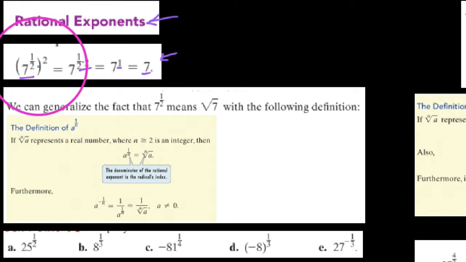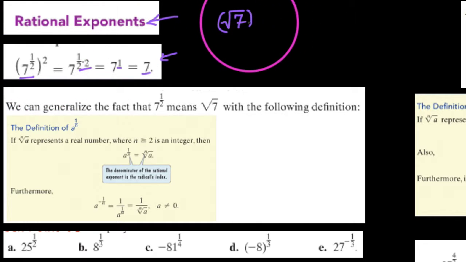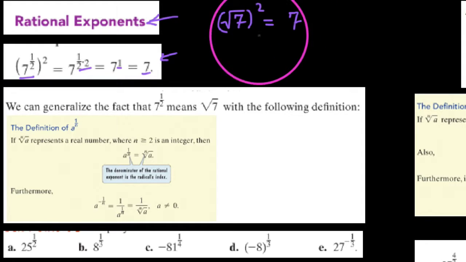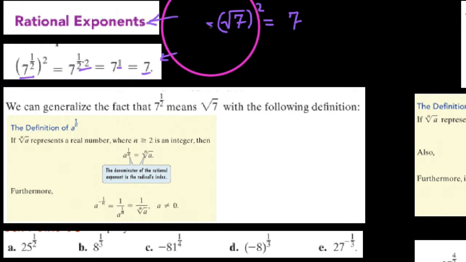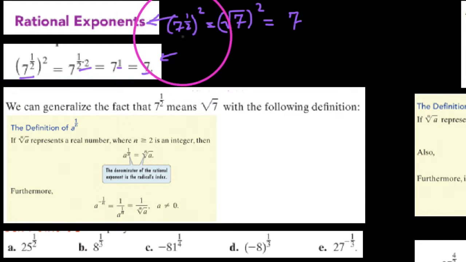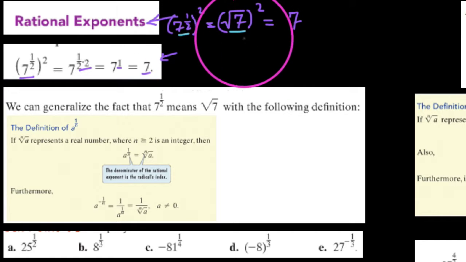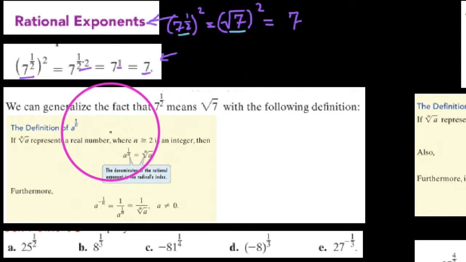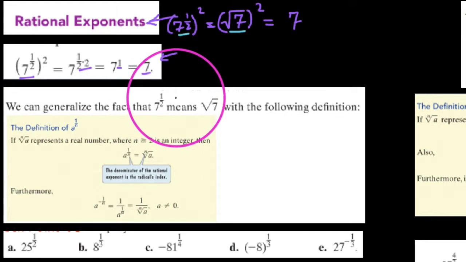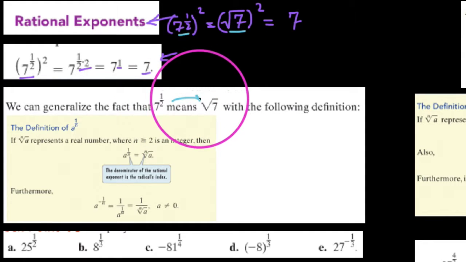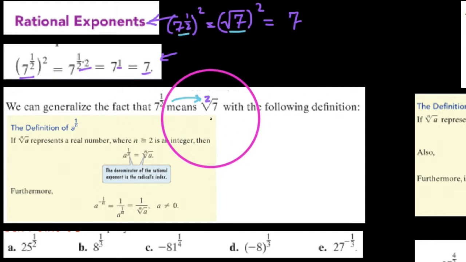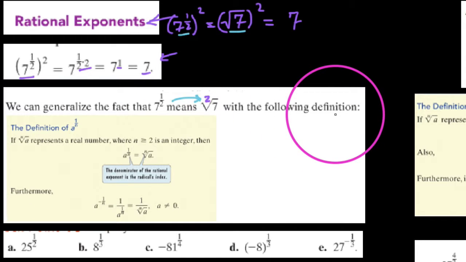So what this means is, what number did I square to get just 7? Well, there's one number I can think of that when I square it, I get just 7. It's the square root of 7. So what this really means is we can draw the conclusion that if I were to take 7 to the 1/2 power and square it, then 7 to the 1/2 is really tantamount or equivalent to writing the square root of 7. So generalizing this, we could say that 7 to the 1/2 is the same thing as the square root of 7, where I'm going to write a little 2 out here. But consider the following definition.